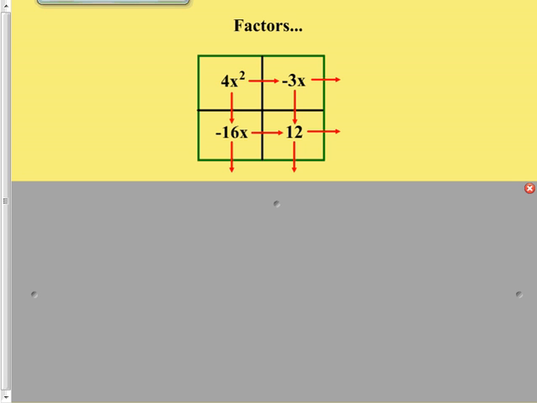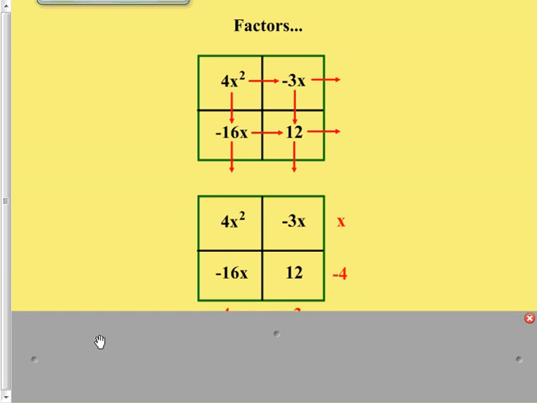How about the bottom row? Coming across the bottom row, 12 and 16 both contain factors of 4, so we can factor out a 4. And the first term is a negative value, negative 16x. So we will factor out a negative this time. So it'll be a negative 4. Now coming down the left-hand column, what do the 4x squared and the negative 16x have in common? They have a 4, and they also have an x. It will be positive this time because the first term was positive. And coming down the right-hand column, we can get a 3 out of 3 and 12, and it will be negative because the first term is negative.